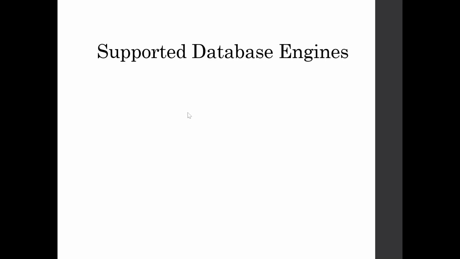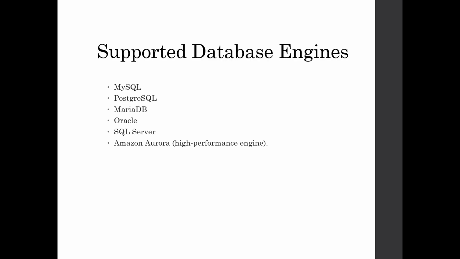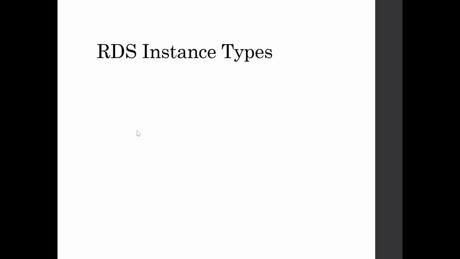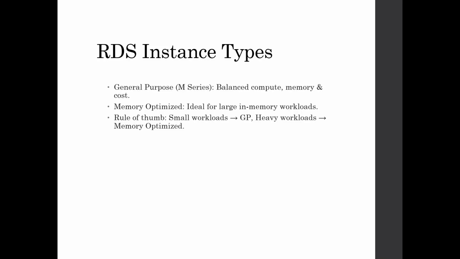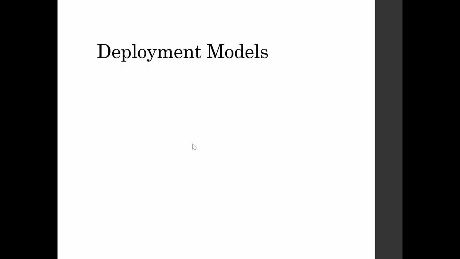Next, we'll see supported database engines. So AWS RDS supports MySQL, PostgreSQL, MariaDB, Oracle, SQL Server, and Amazon Aurora for a high performance engine. Next, we'll see RDS instance types. So basically, there are two types: general purpose and memory optimized. General purpose is balanced compute, memory, and networking, and memory optimized is ideal for large in-memory workloads for caching, analytics, and heavy queries.